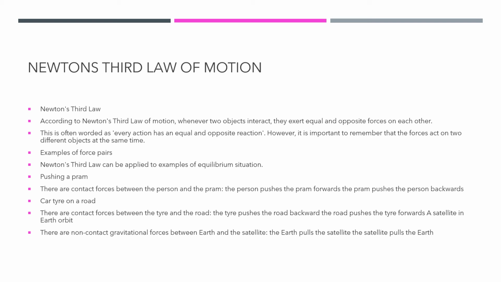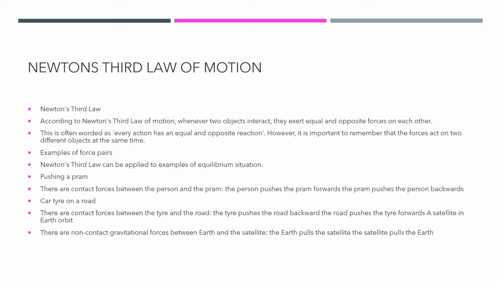Pushing a pram. There are contact forces between the person and the pram. The person pushes the pram forward and the pram pushes the person backwards. So it's equilibrium. Car, tire, and road. There are contact forces between the tire and the road. The tire pushes the road backwards. The road pushes the tire forwards.